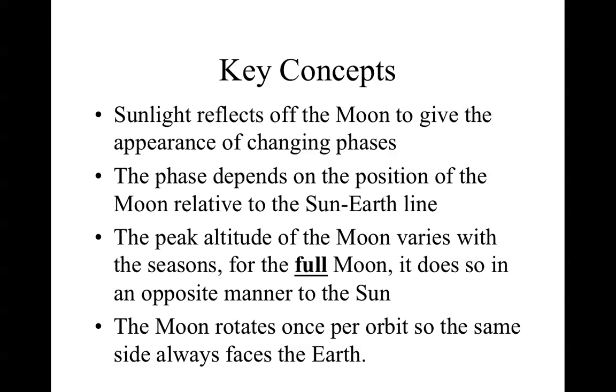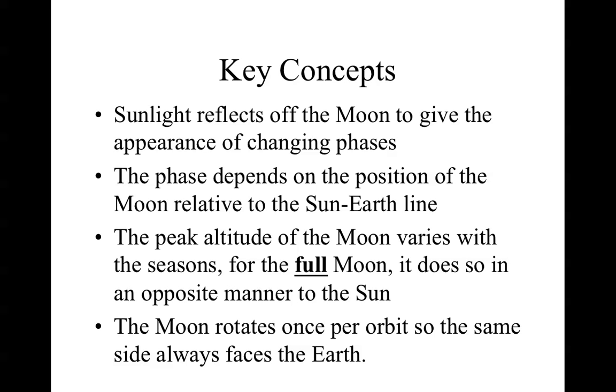The key concepts in this segment are as follows. Sunlight reflects off the moon to give the appearance of changing phases. The light we see from the moon is sunlight, and it's reflected off the surface of the moon, even though the moon is not extremely reflective itself, and this is what we're actually seeing. You can prove this by taking a spectrum of the moon's surface and seeing that the spectral characteristics of the light coming from the moon are exactly those coming from the sun.